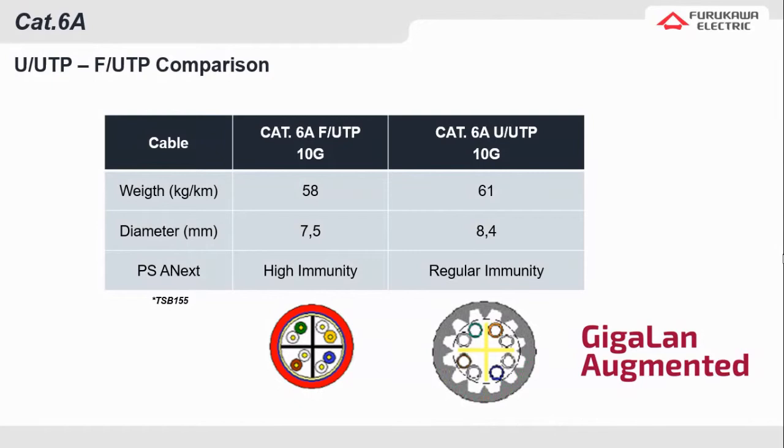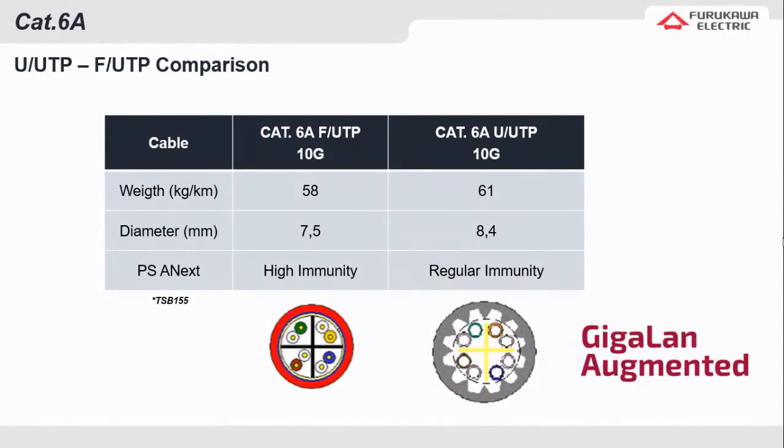Instead, if we were to just use a foil as an overall shield, not only would we get high immunity against this alien crosstalk effect, but we would wind up with a cable almost 1 millimeter smaller in diameter, and as a plus, it will even be lighter in weight. And that's why we recommend F/UTP over U/UTP when it comes to Cat6A cabling.